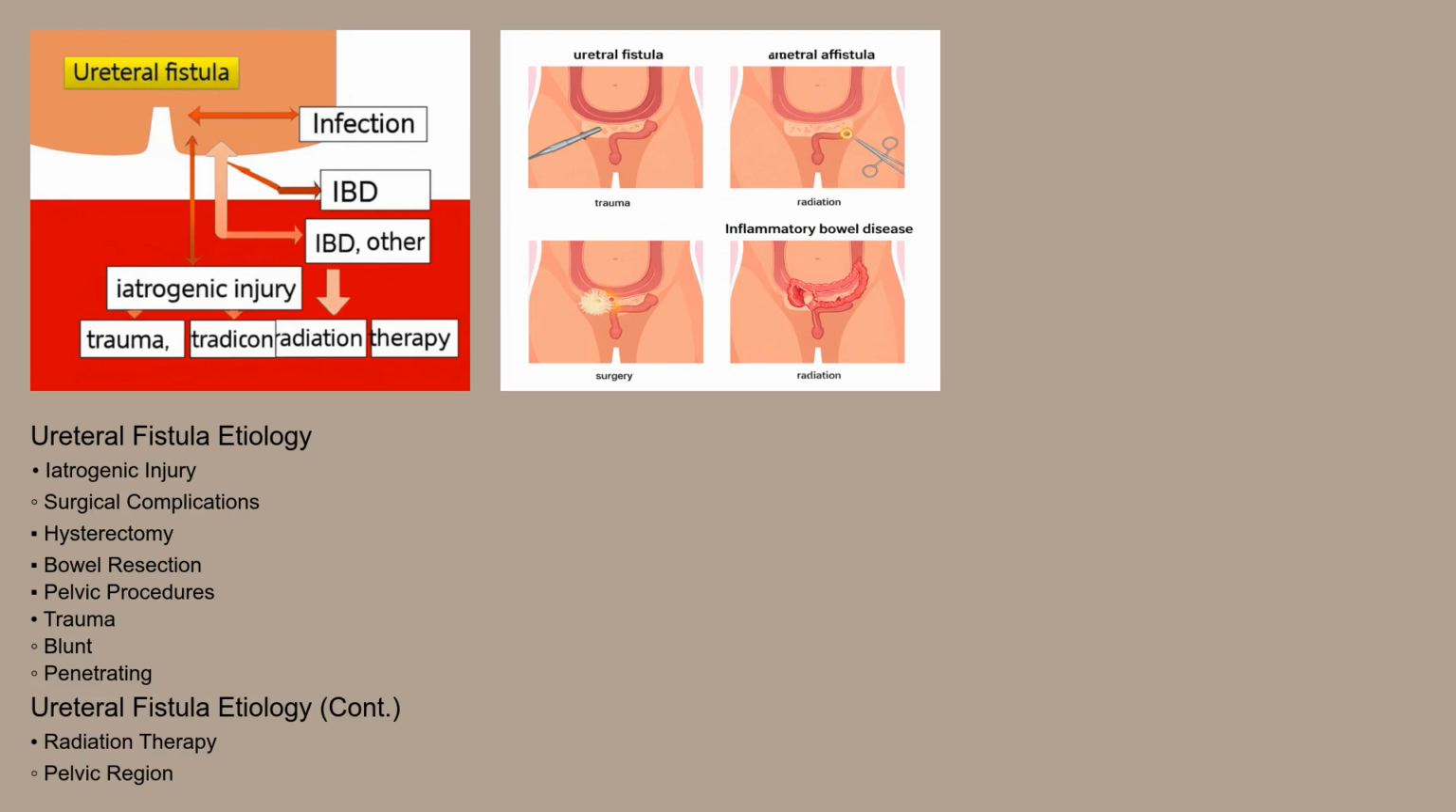Infections, particularly those involving the urinary tract or surrounding tissues, and inflammatory bowel diseases like Crohn's disease, can also contribute to the development of ureteral fistulas. Finally, in rare cases, ureteral obstruction, tumors, or congenital abnormalities can lead to this condition.